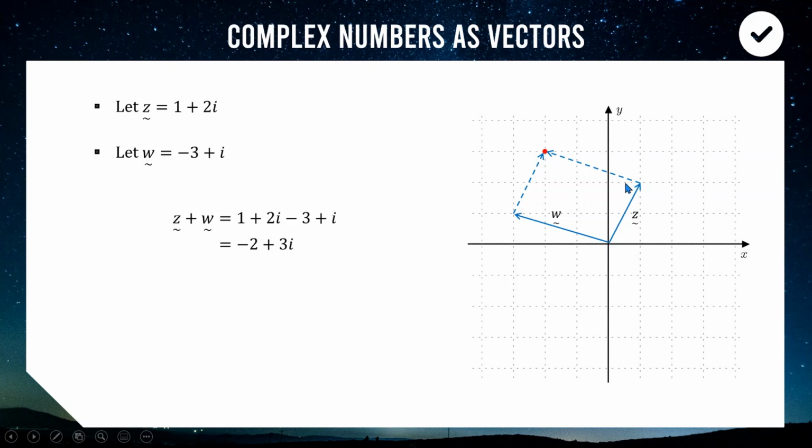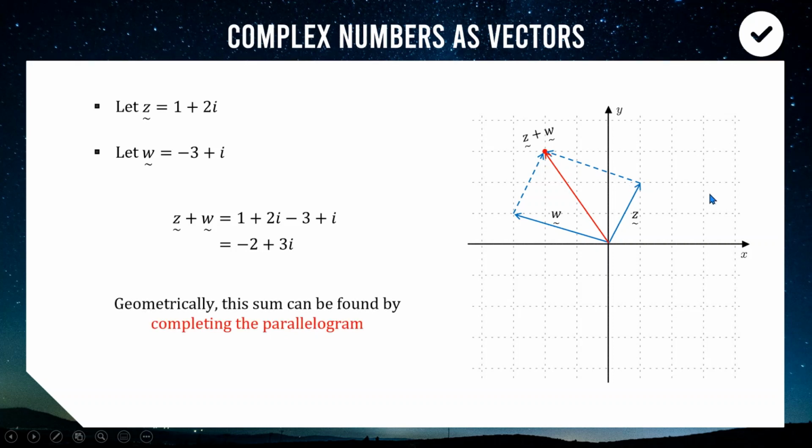The way my brain made sense of this when I was first learning it is I just said, well, w and z are already making half of a parallelogram. If you finish the parallelogram, the other corner will be the sum z plus w. So this vector right here, or this point right here, both represent z plus w, which is -2 plus 3i. So adding two vectors together, you are completing the parallelogram. That's the way I call it, completing the parallelogram.